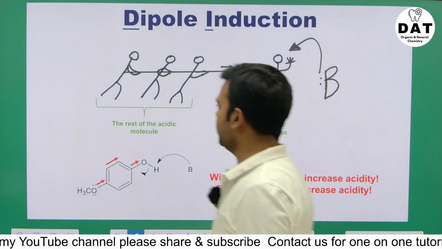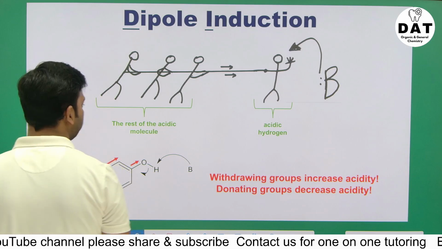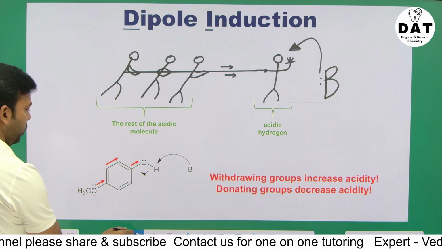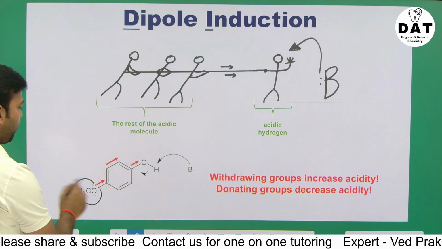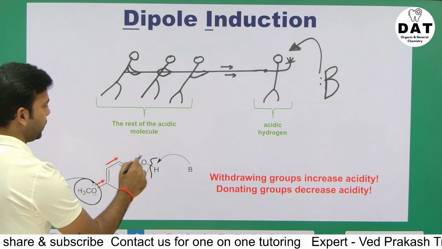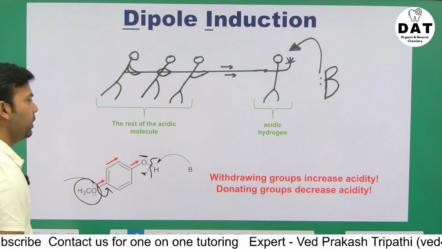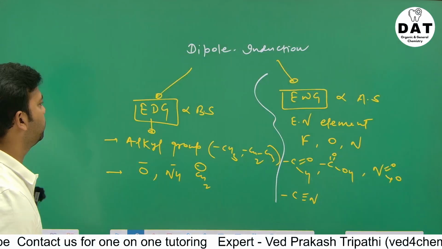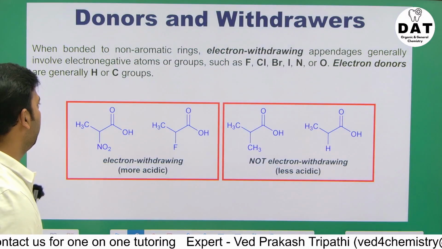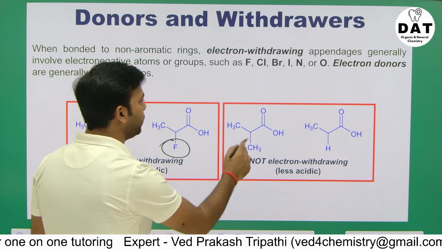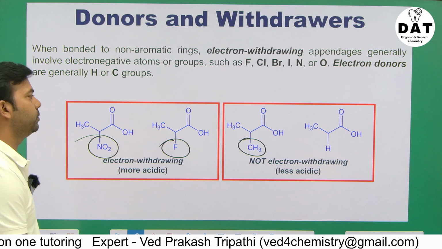So you can see here, this is a donor group. You can see this has a lone pair, and lone pair means donor. So once you eliminate the proton, there is a negative charge, the conjugate base. So it is a donor one. That's why this is less acidic. As you can see, this is electron withdrawing NO2 and fluorine, and this methyl is electron donating.